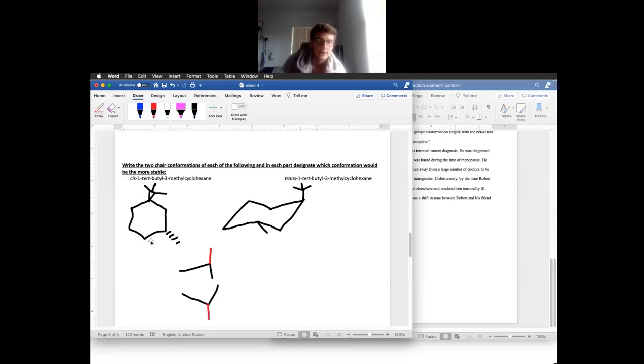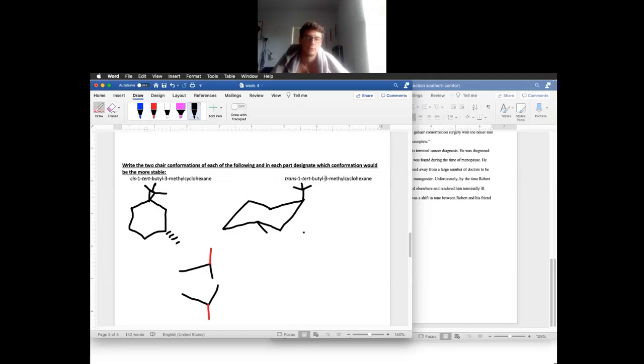So now, after you drew it based on your wedges and dashes, up, wedged, down, dashed, you could say which one of them is axial and which one is equatorial. So can you tell me? Robert, no, not necessarily, because the name is just indicating that they're pointing in opposite directions. The name isn't telling us which one is wedged and which one is dashed. You'll see that more in chapter 5. The tert-butyl as axial, yes.